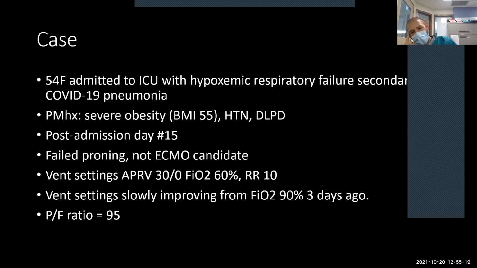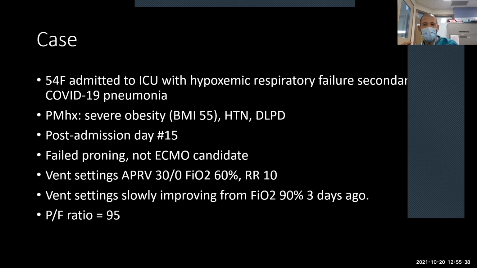So the case is as follows. You have a 54-year-old lady. She's been in the ICU 15 days now. She's here with COVID pneumonia and a prolonged ventilation. She's morbidly obese with a BMI 55, hypertension, dyslipidemia. She has failed proning, and she's not an ECMO candidate.